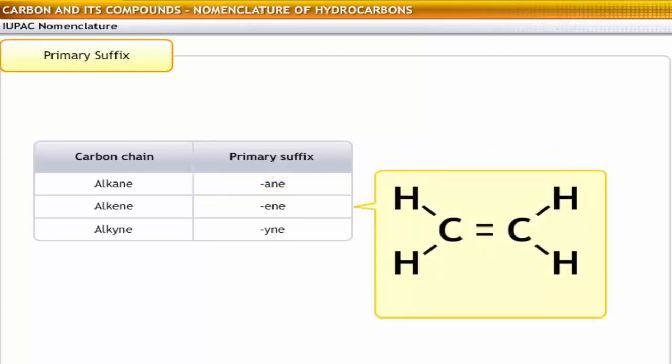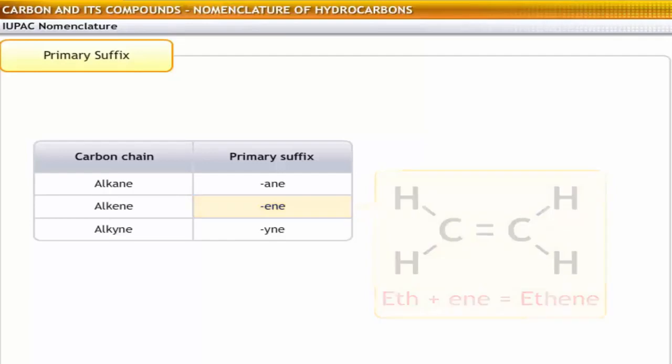Hydrocarbons containing double bonds are known as alkenes. For such hydrocarbons, the primary suffix -ene should be added to the root word. For example, for a molecule that has 2 carbon atoms, add the root word eth. If there is a double bond between the carbon atoms, add the primary suffix -ene. Hence, the name of the molecule is ethene.